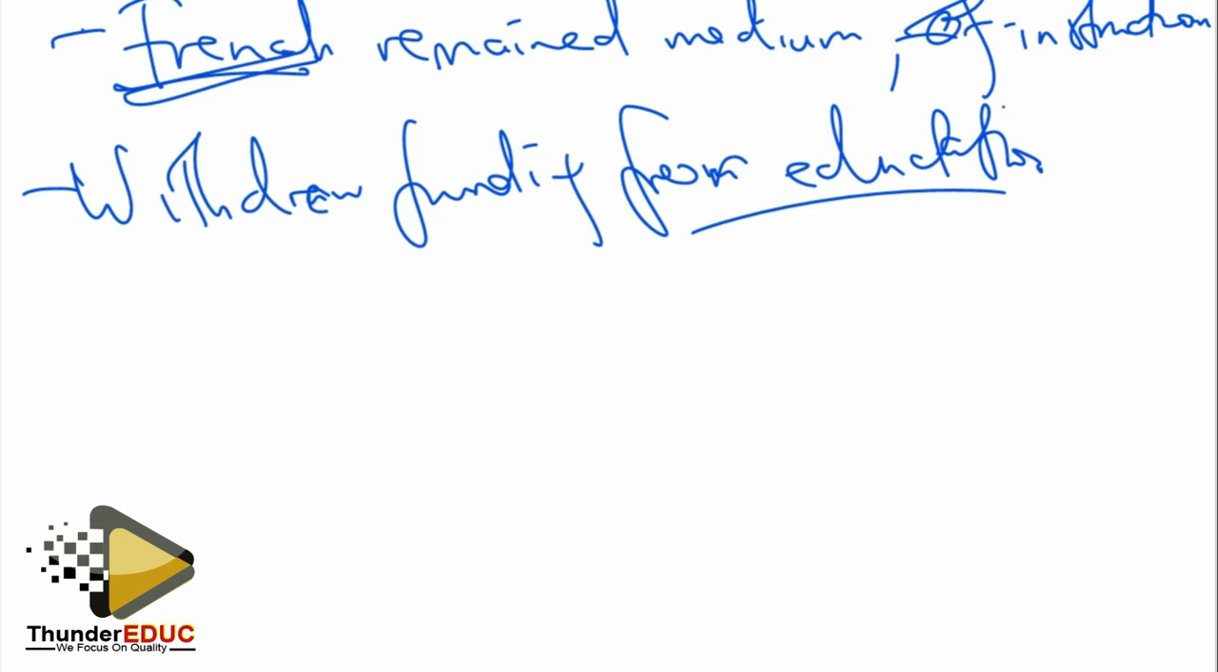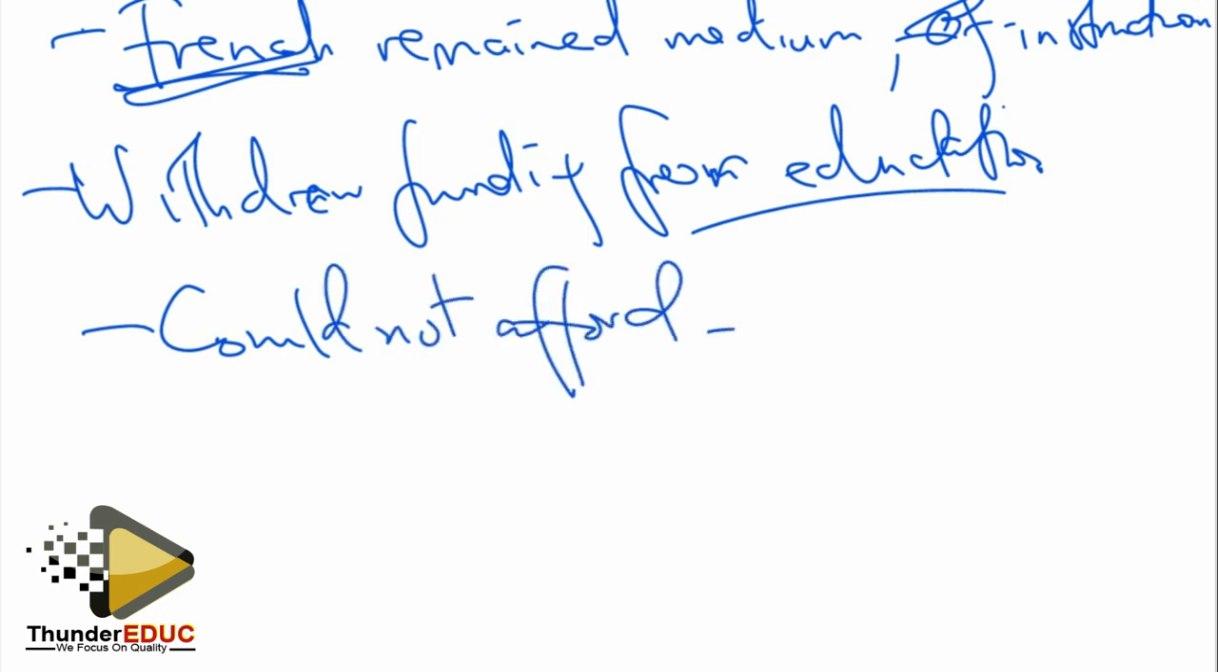And what did he do? He withdrew the funding, and in the end it had negative implications on the people of Congo. People could not afford the education. They failed to afford sending their kids to school, given that they had been receiving funding from the government in the old system. Now the government withdrew funding.